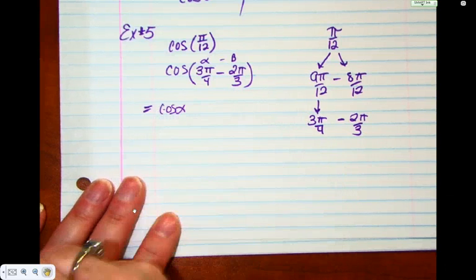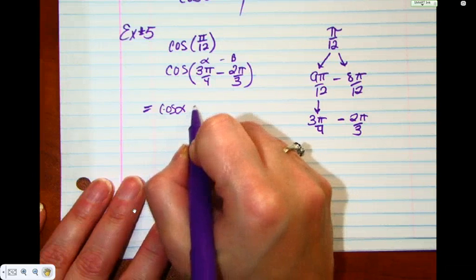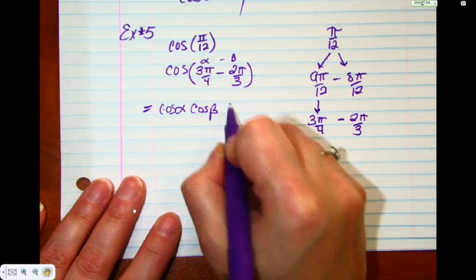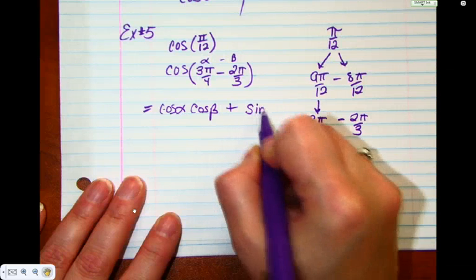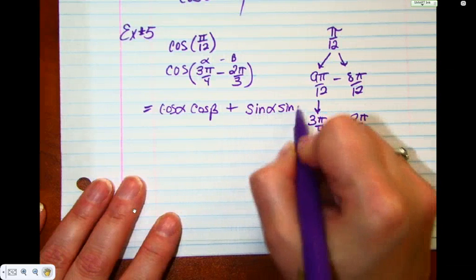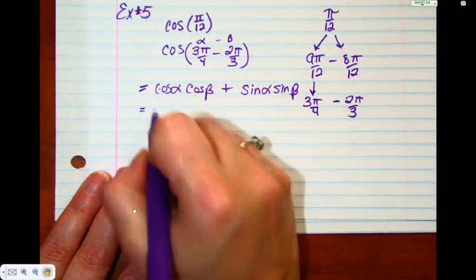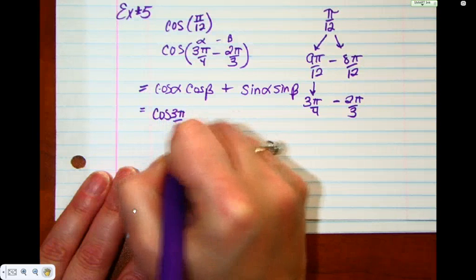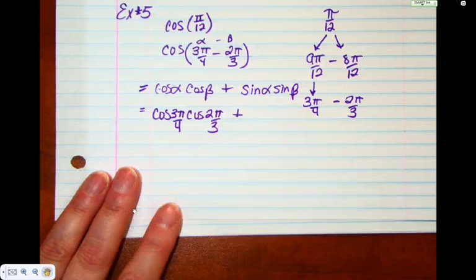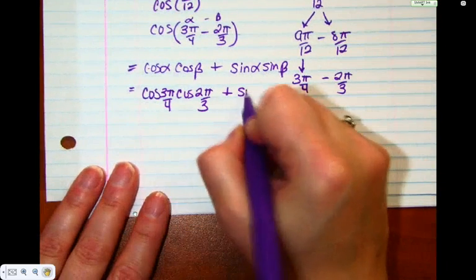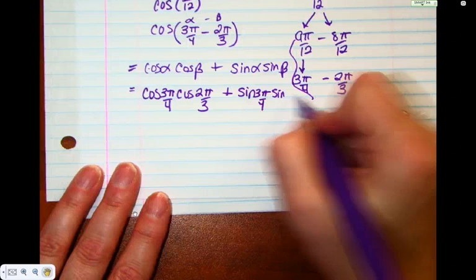Cos alpha cos beta plus sine alpha sine beta. Alpha is just the first angle that you see. So this is going to become cos of 3 pi on 4 times the cos of 2 pi on 3 plus sine of 3 pi on 4 sine of 2 pi on 3.